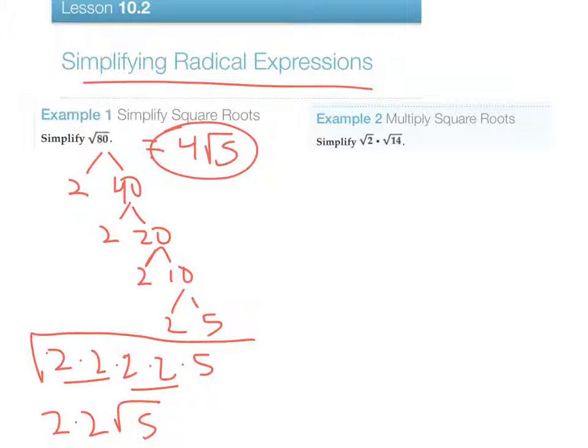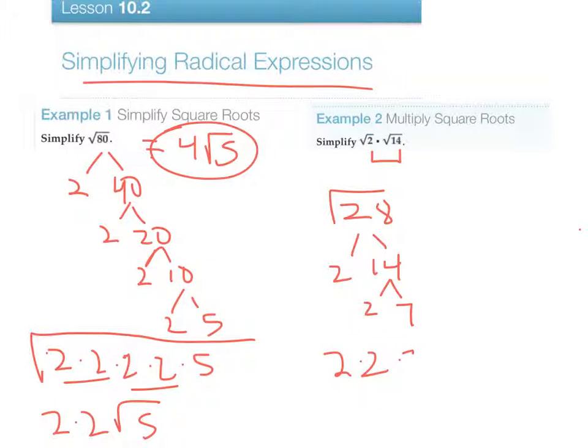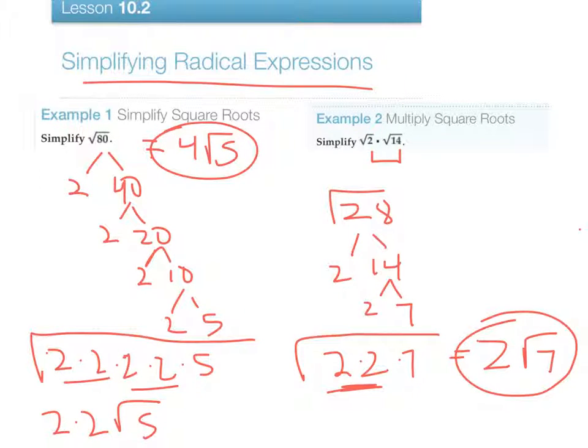Now multiplying square roots is simply multiplying what's inside the radical times what's inside the radical. So 2 times 14 is 28, so I get radical 28. But now I have to simplify this, so I'm going to do the same method. 2 and 14, 2 and 7. And so I have 2 times 2 times 7, which is what radical 28 is. This pair means the 2 comes out. So I end up with 2 outside the radical and 7 inside the radical as my answer simplified.